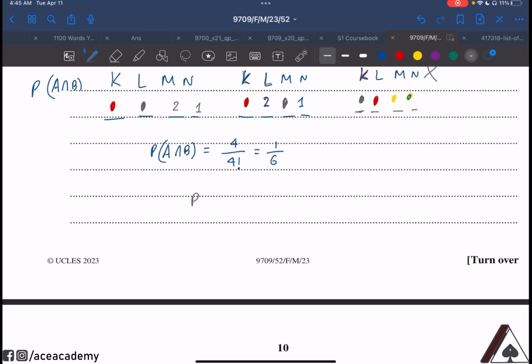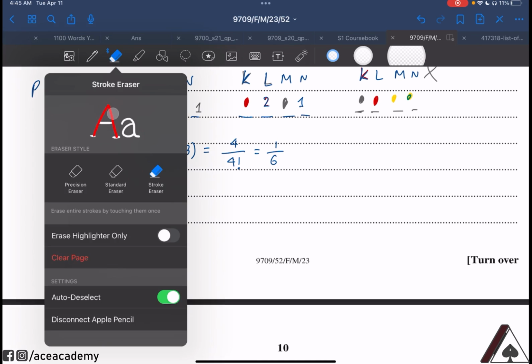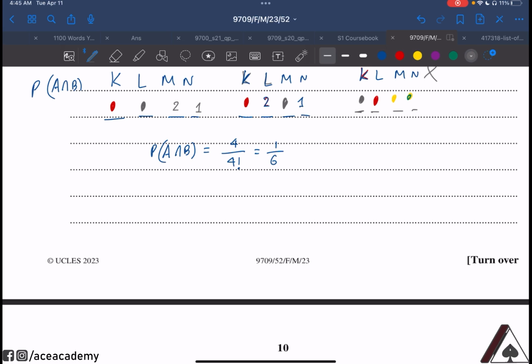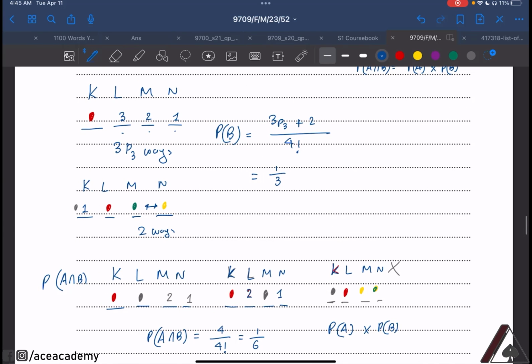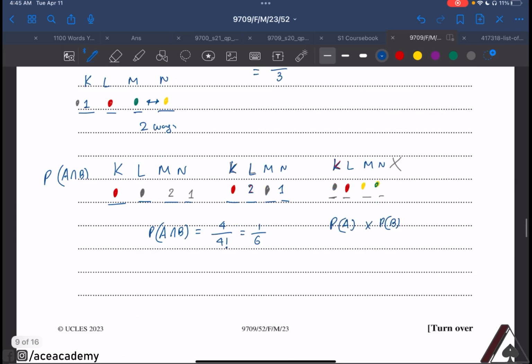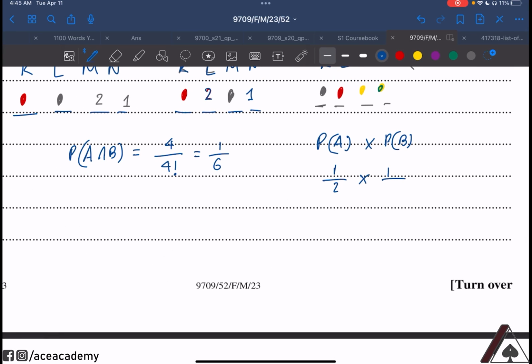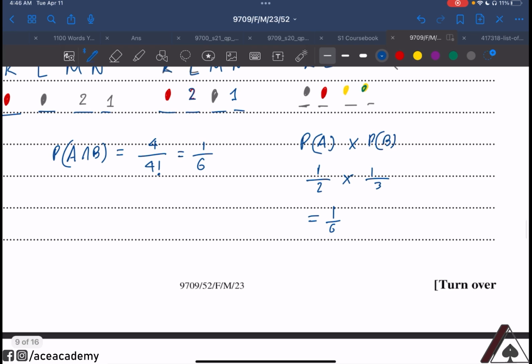So we can see, and then let's calculate probability of A into probability of B, which is 1 by 3 into 1 by 2. 1 by 2 into 1 by 3, which is 1 by 6. Thus, probability of A intersection B equals probability of A into probability of B, and hence the events are independent.